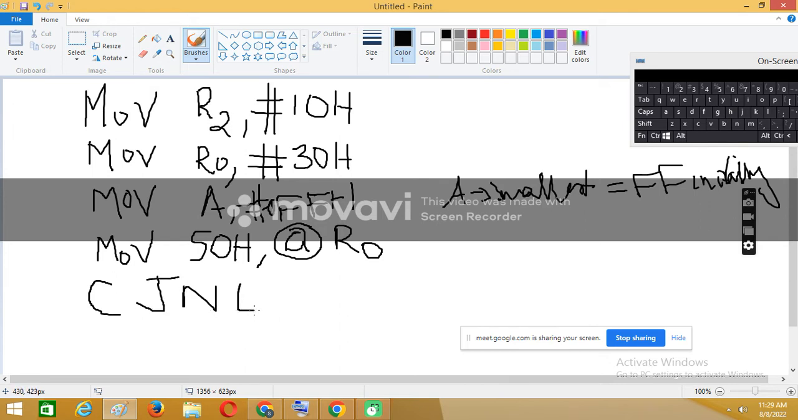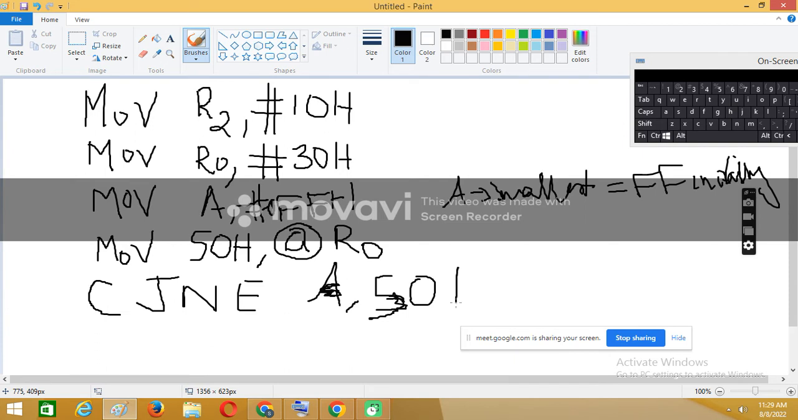CJNE, compare and jump on not equal. A with A, I cannot write at R0. That is why I did all this, one extra step. If there was an instruction allowing to write at R0, all this problem would not have been there. But I cannot write at R0. That's why I moved to 50 only for writing this 50H.